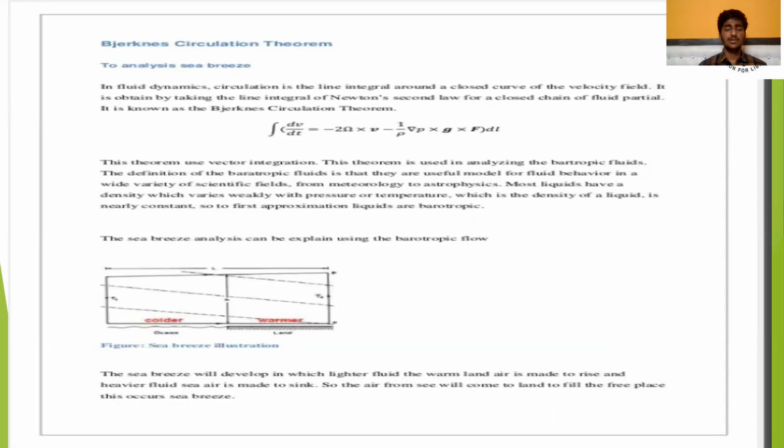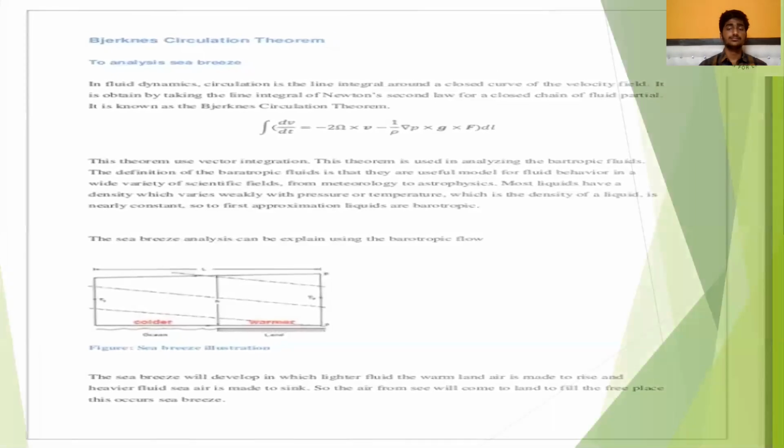Sea breeze will develop in which lighter fluid, the warm land air, is made to rise and the heavier fluid, sea air, is made to sink. So the air from the sea comes to land to fill the free place. This occurs as sea breeze.